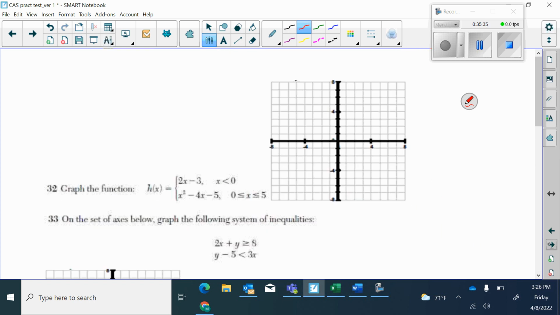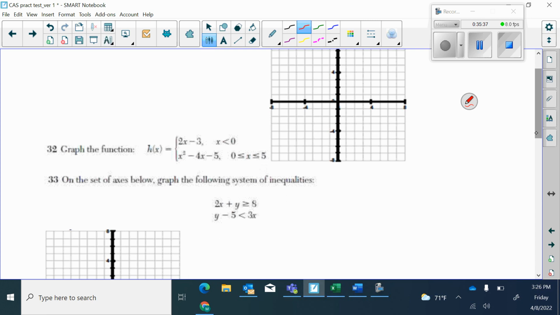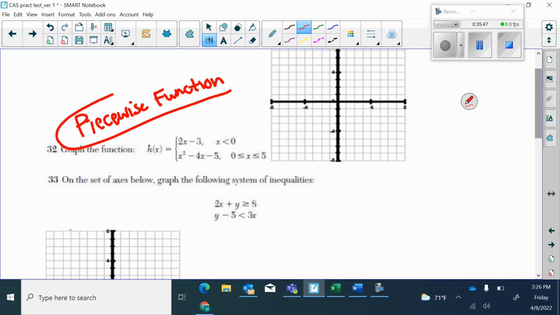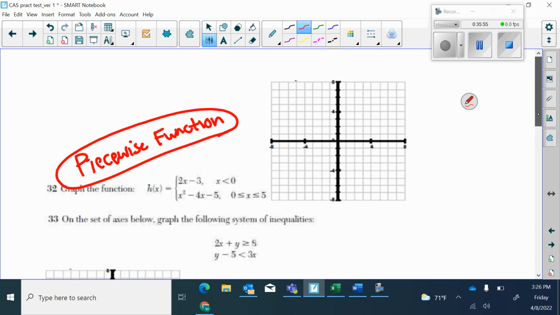All right, here we have a piecewise function that almost every one of you missed on your test. So pay attention. More than likely, this will be a multiple choice on the DCAS, with four graphs, A, B, C, D, and you pick out what it is. Instead of you actually having to write it yourself, it's probably going to be multiple choice.